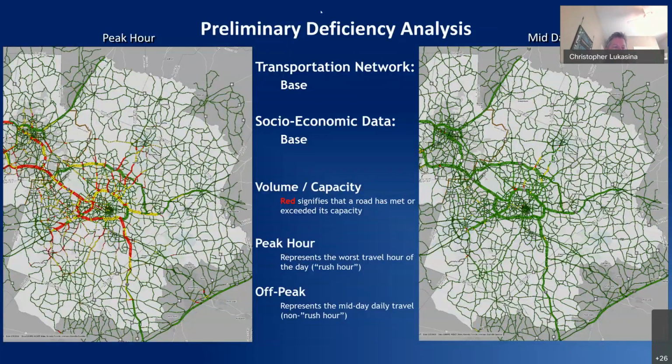So on the left-hand side of the screen, you can see during rush hour a lot of those places that we all know are inherently congested outside of the pandemic times are showing up as congested on this map. And on the right-hand side, you're seeing the midday or off-peak time. Think of that as early afternoon.